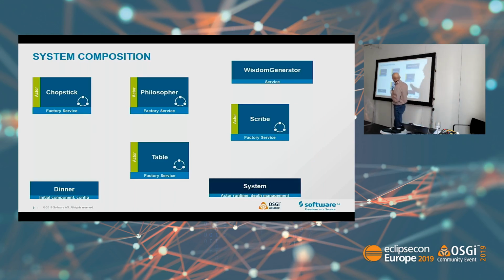So we have a range of components, and some are actors and some are not actors. Some are just plain OSGi components, like one bundle encapsulating all the system infrastructure. We have one service that produces wisdom, so you can call it and get a snippet of wisdom, just a line of text. Then we have the dinner, that's the core component which starts up the whole system. The dinner will make sure that the actors get fired up and started.